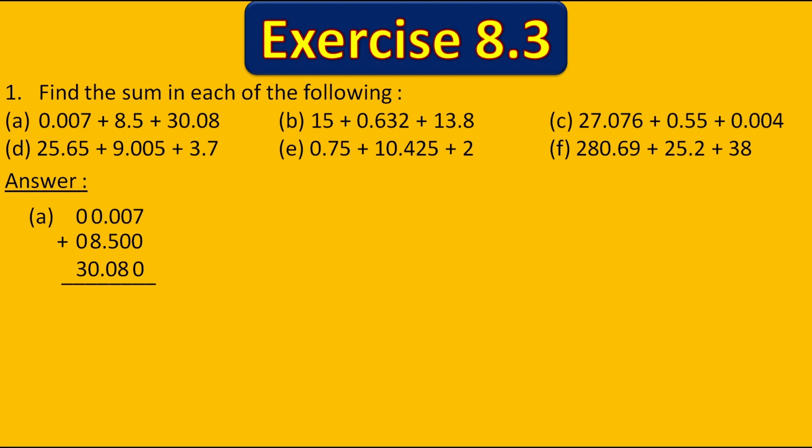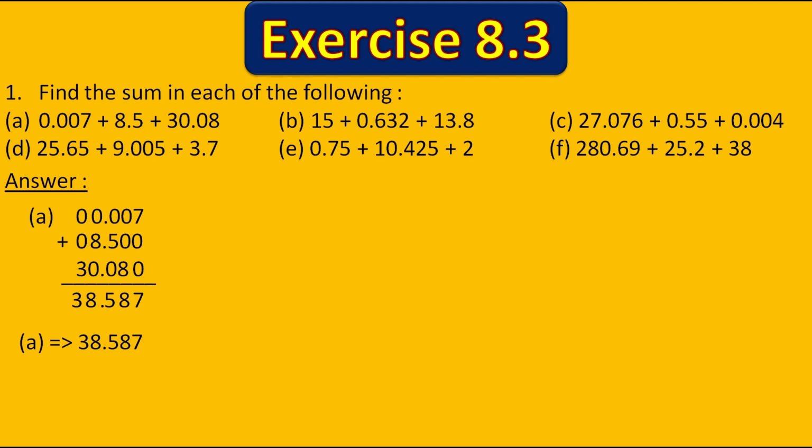Now let's add. 7 plus 0 plus 0 will give you 7. 0 plus 0 plus 8 will give you 8. 0 plus 5 plus 0 gives you 5. 0 plus 8 plus 0 will give you 8. With this the decimal point we have to write. Okay. Next, 0 plus 0 plus 3 will give you 3. So the answer for this question is 38.587. Okay. Now in next questions I'm not going to add those zeros.